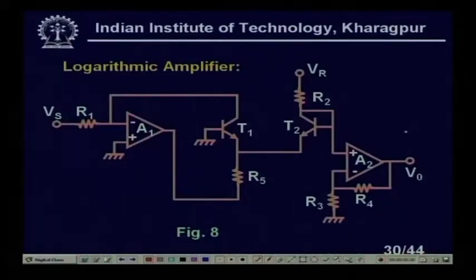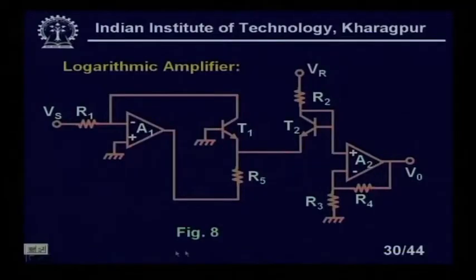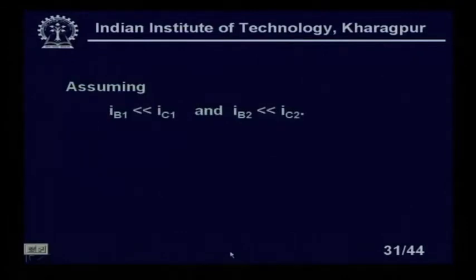We can use two transistors and two amplifiers to make the logarithmic amplifier. The circuit basically uses the diode characteristics, because you know the voltage-current relation of diodes is exponential. That principle is utilized to make these logarithmic amplifiers. If I make the circuit analysis, you see here, assuming that IB1 is much less than IC1, which is quite obvious in all cases of transistors, and in transistor 2 also the base current IB2 is much less than the collector current.